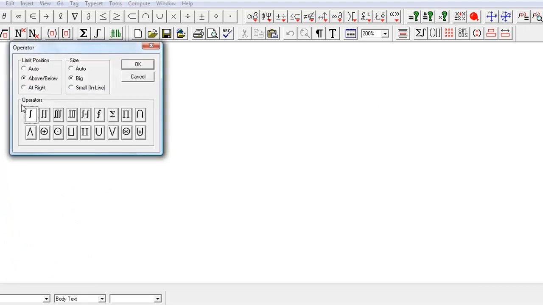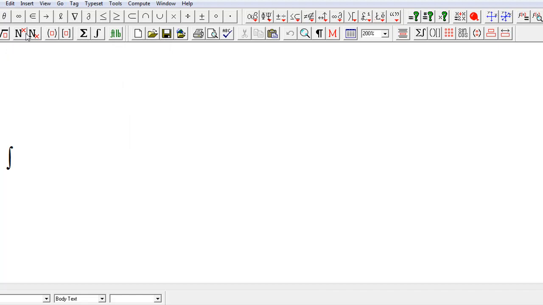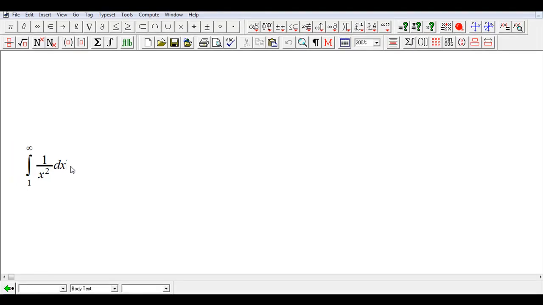Compute this for me on the same pattern, please. Here I'm giving you another question: the integral from 1 to infinity of 1 over x squared dx. Could you guys do it quickly for me, please? Along the same lines it is.